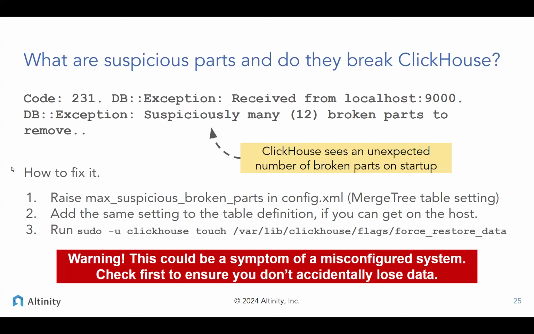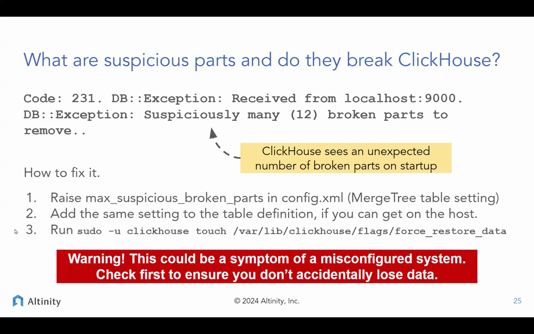Another thing you can do, if you can get on the host, is edit the SQL file which contains the attach table command, and add that as a setting, and then that will let that table come up. That's good because ClickHouse will still protect you if other tables have the problems. And then finally, again, if you can access the file system and you know that things are safe, you can just do a force restore data, where ClickHouse will go fetch data from other replicas and bring the system up. So that's how to fix this problem.